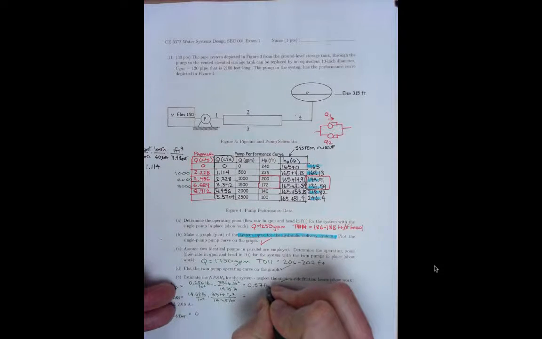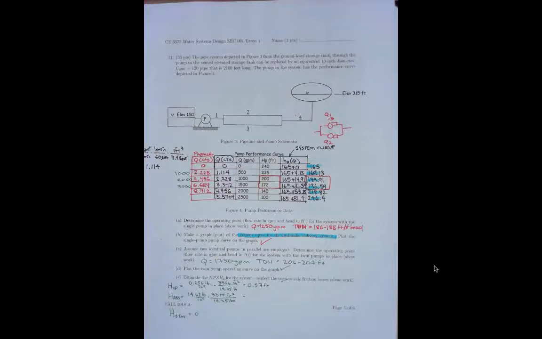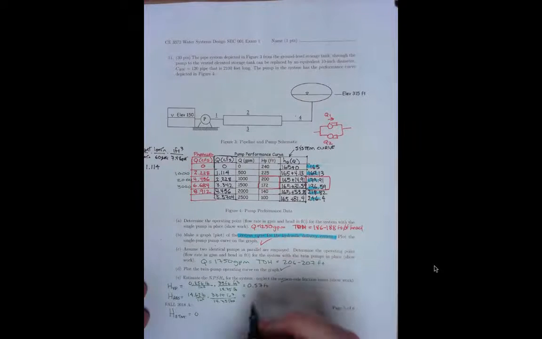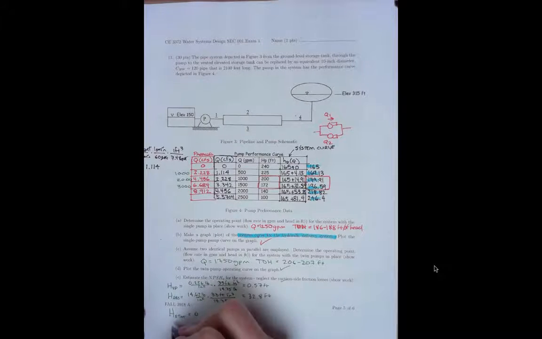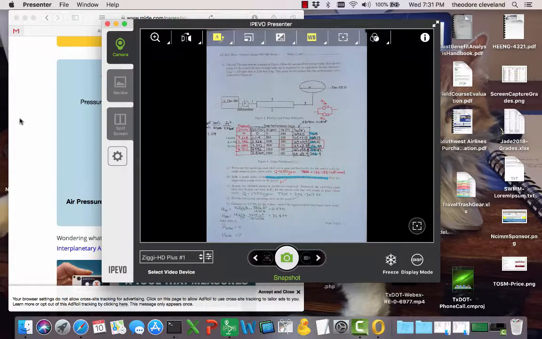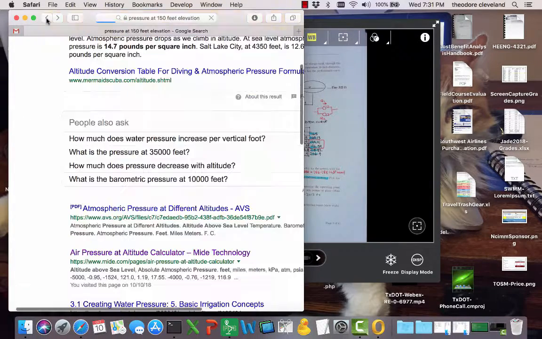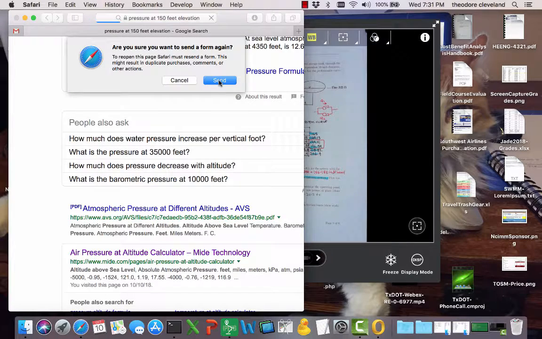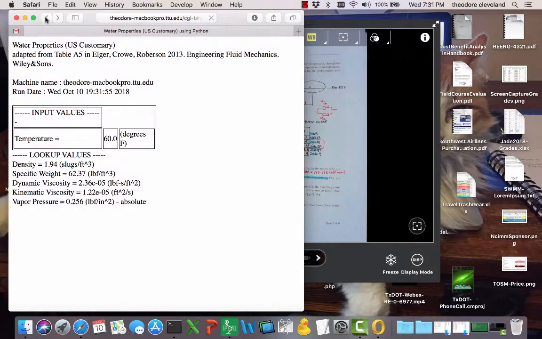Absolute height at 150 feet is 14.62 divided by 14.75 times 33 is 32.8. Static is zero, and the friction is zero. And now we'll go to our online calculator, which also happens to give us the ability to check net positive suction head available. Comes up with a nice picture.